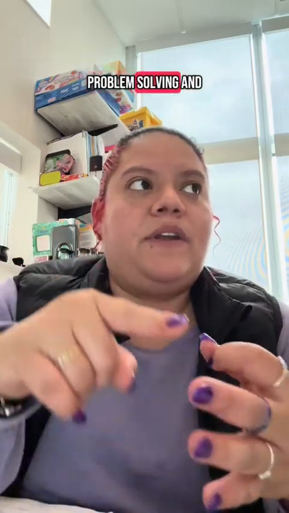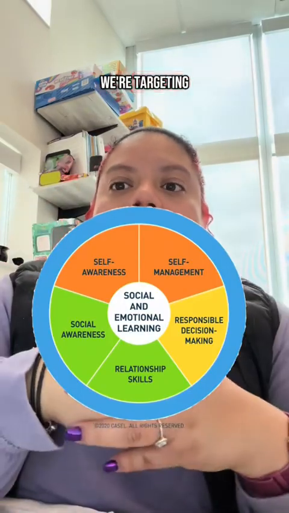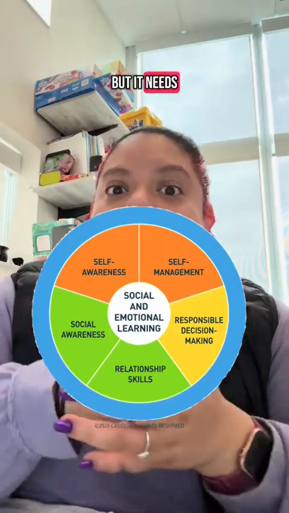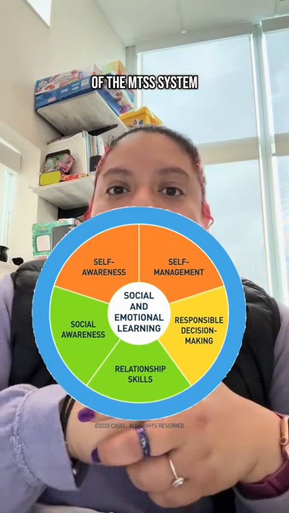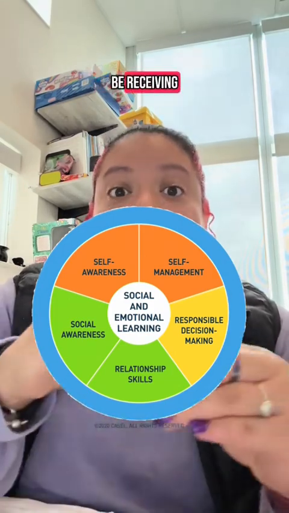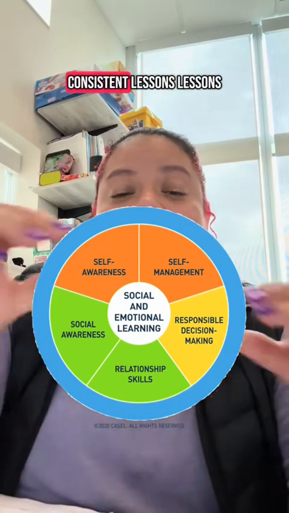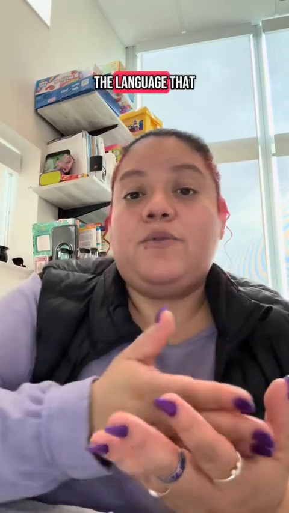So just a quick reminder, SEL matters. SEL, social emotional learning, is essential for developing skills in self-regulation, empathy, and problem solving, and I'll insert a visual of the 5 things that we're targeting, but it needs to be part of the MTSS system. So in tier 1, all the students should be receiving consistent lessons that look similar in each classroom if it's the same grade level, and it should be moving forward. So the language that you used in 1 grade could easily be picked up in another grade.